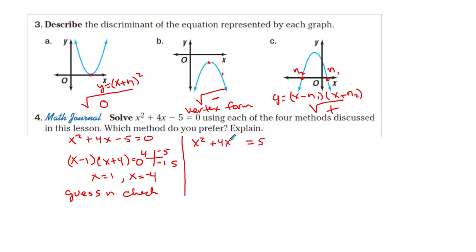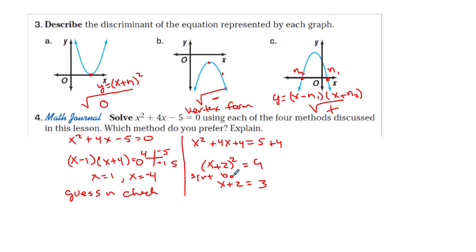Now we want to complete the square. We want to take half of this and square it. Half of 4 is 2. 2 squared is 4. So I'm going to put a 4 in there, and I need to put a 4 on the other side also. Now this is going to factor into x plus 2 quantity squared equals 9. Take the square root of both sides. x plus 2 equals the square root of 9, which is 3.